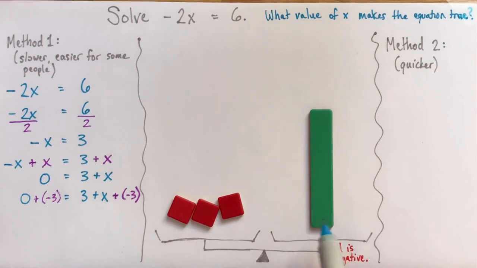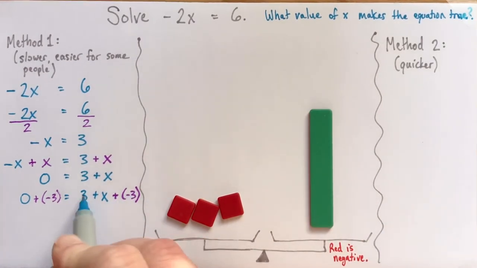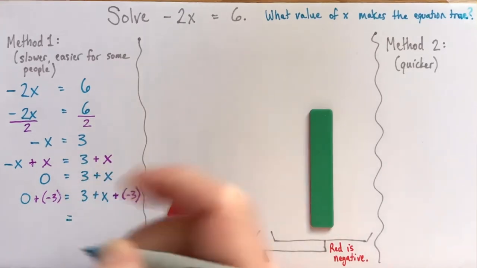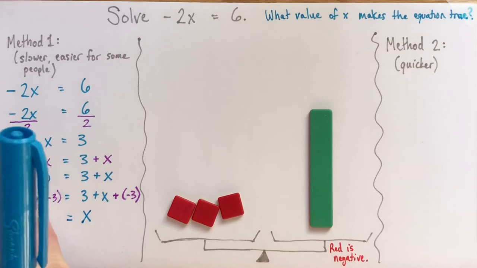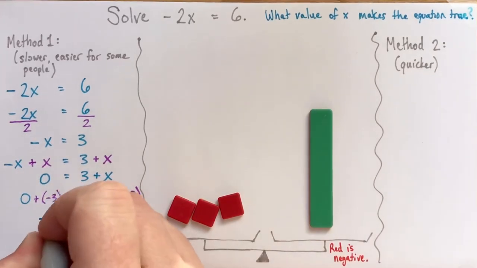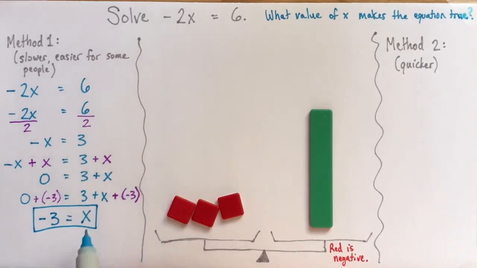So what we have here, 3 plus x plus negative 3, those made the 0 pairs. This, as we can see, is just worth x. And over here, 0 plus negative 3 is just worth negative 3. So here's our solution. x is equal to negative 3.